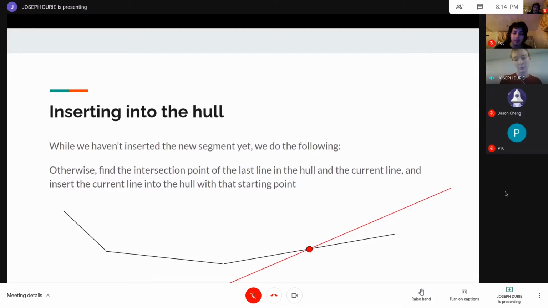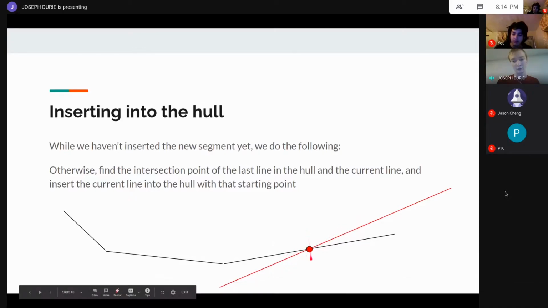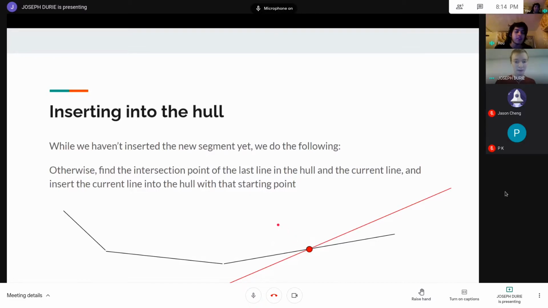And then we find this point and we can insert the line into the hull with this starting point. I had it on one of the previous slides, but I don't think I mentioned it. We have to have the starting x value as a double, because even if all of your slopes and y-intercepts are integers, you can still have an intersection point at some fractional x value. So we need to keep track of that, and the best way to do that is to just have it as a double.